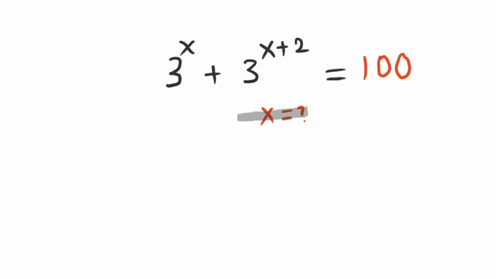How to solve for x in this equation: 3 raised to power x plus 3 raised to power x plus 2 is equal to 100.